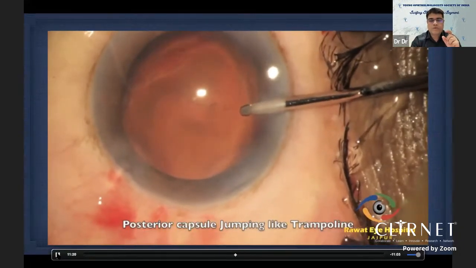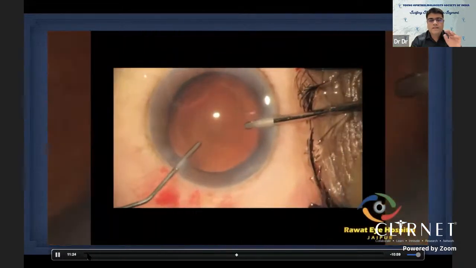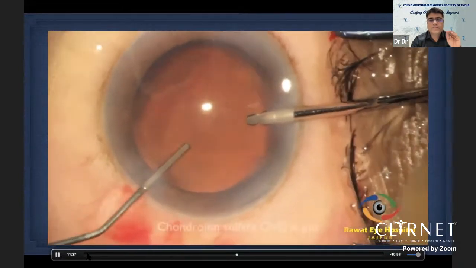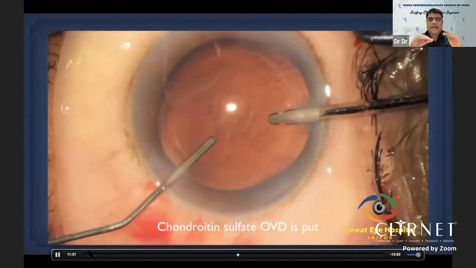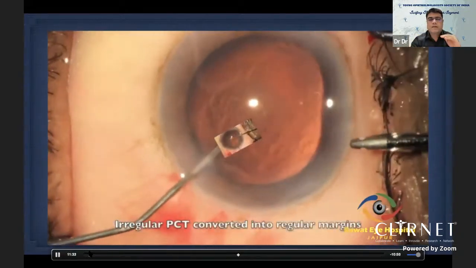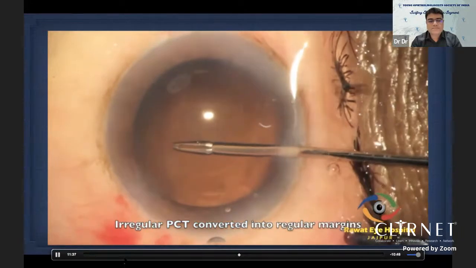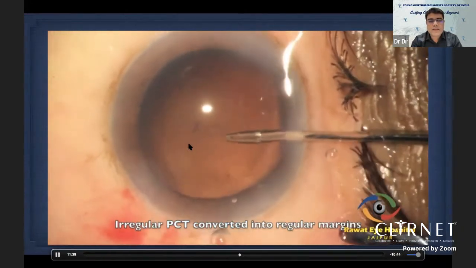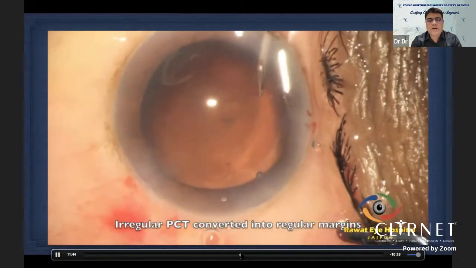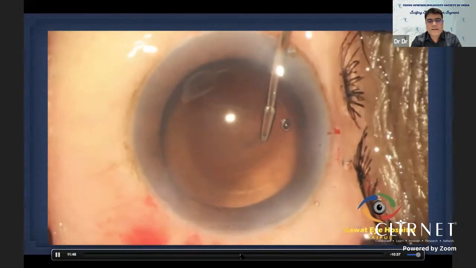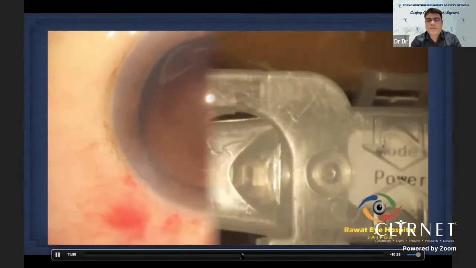Here, before withdrawing my irrigation cannula, I'm putting OVD again. OVD goes, irrigation stops, and then I come out of the chamber. And then I use a microcapsulorhexis forceps to convert this irregular tear into regular margins. If you are able to achieve this, you can put a single piece.